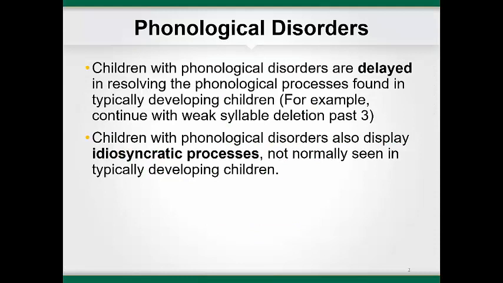Children with phonological disorders are often considered to be delayed in their phonological acquisition compared to their peers, because they apply the same phonological processes as those observed in typically developing children, but they continue to apply those processes well beyond the age at which they are normally resolved in typically developing children. One example might be a child who continues to consistently apply weak syllable deletion at age 5, when this process typically resolves around age 3 for most children.